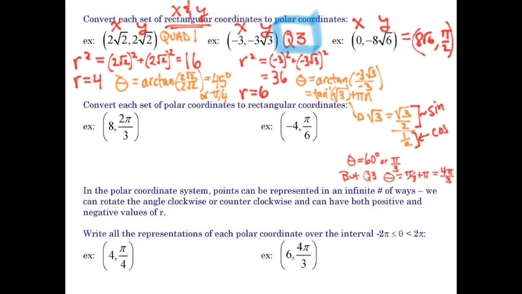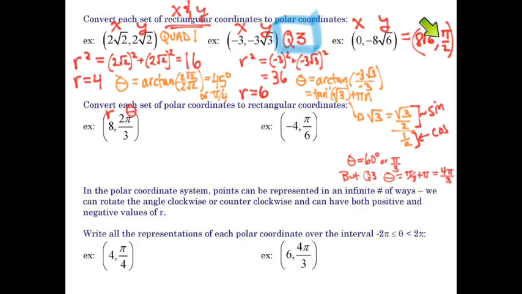Same thing with the last one. I have Cartesian coordinates. I would then square x and y. I would take my values. This one is a little bit easier in that I can see that x is 0, y is negative 8 root 6, so it's just straight down. So that's my pi over 2.